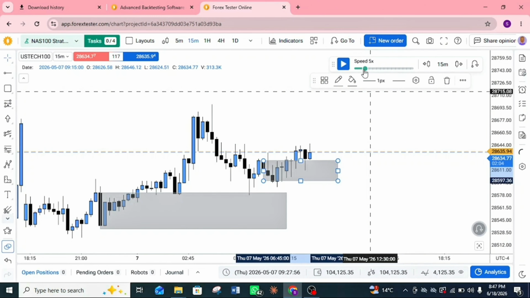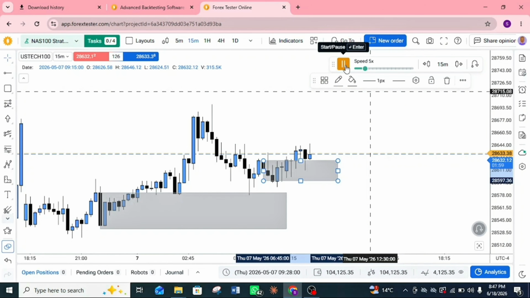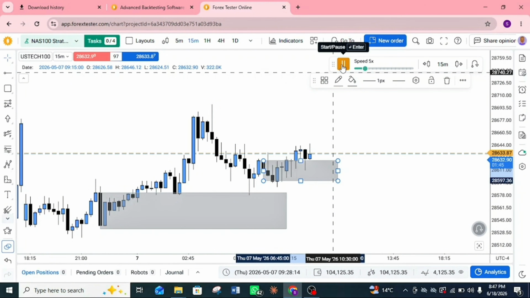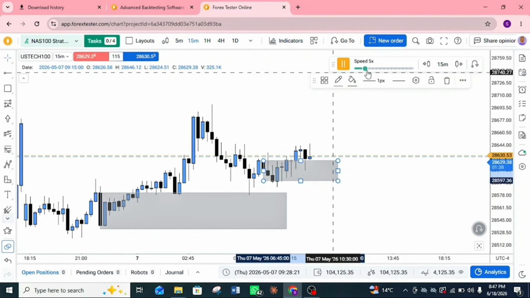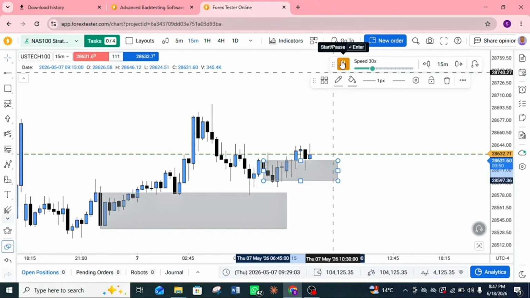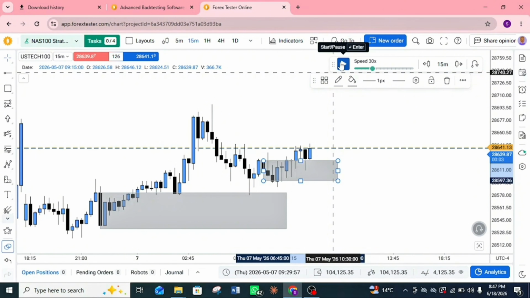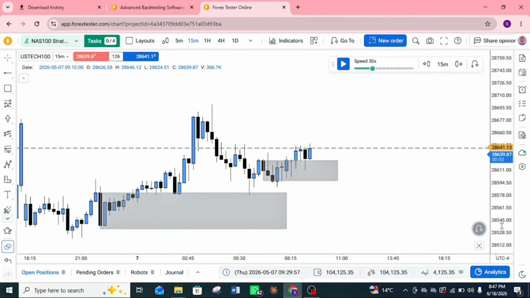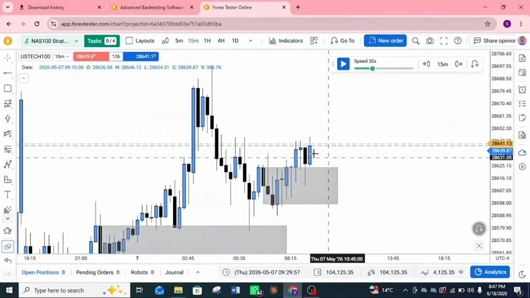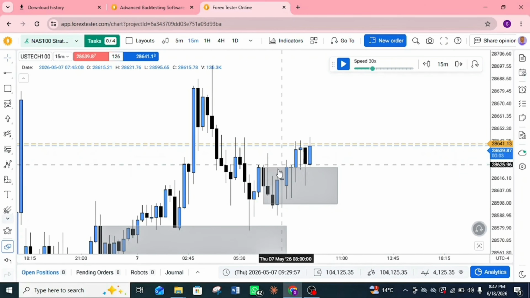Okay, now let me reduce so that we can see if we get a setup right there. Let's increase it a bit so we get to half past 9, and this is where we are. And we will have this new order block here.